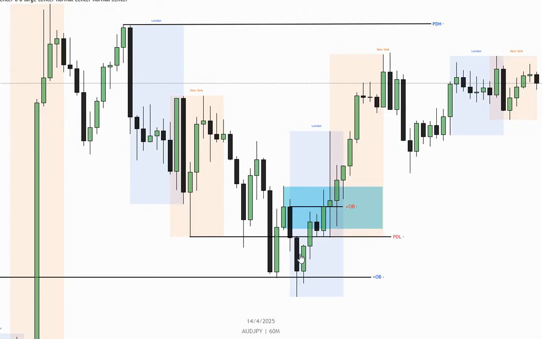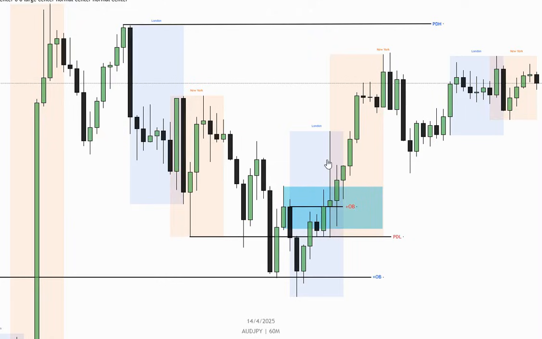London forms the low of the day. Price gravitates higher, causing a market structure shift. We have a breaker, and we also have an order block. So inside there, kill zone London, kill zone. So London manipulates to a key level. Price gravitates higher, causing a market structure shift.